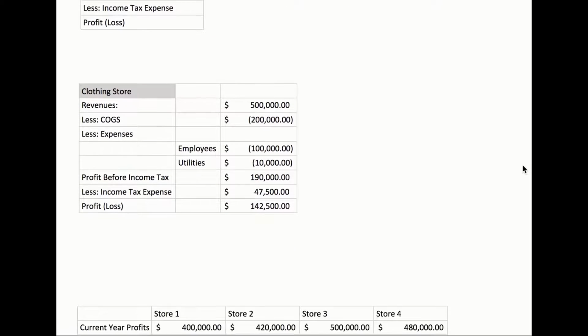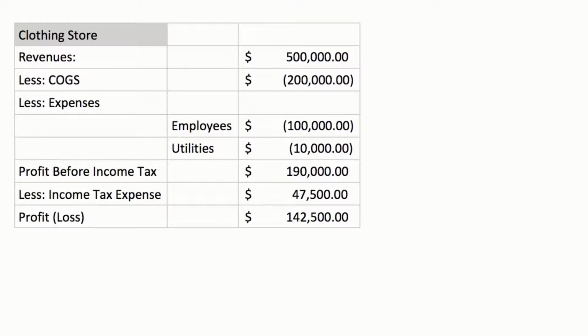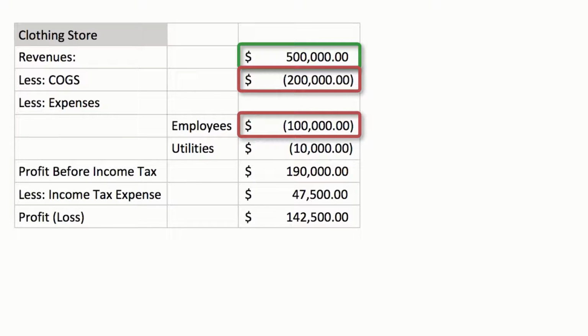Let's say the store that we are looking to invest in sold $500,000 worth of clothing, and it cost the store $200,000 to buy all the clothes originally. In order to run the store, employees were paid a total of $100,000 and the utility bills for the store was $10,000. So now we have our revenue is $500,000 less COGS, $200,000 less expenses, which is broken down between the employees for $100,000 and for utilities at $10,000, which puts our before tax profit at $190,000.